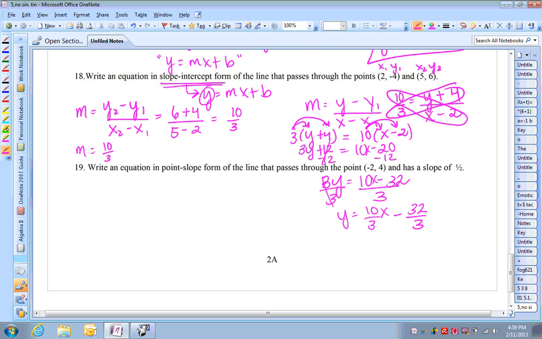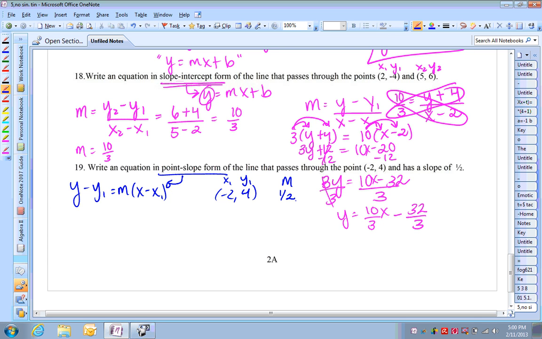All right, last problem. They want us to write an equation in point-slope form. When we pause, you have to remember what point-slope form is. Y minus y1 equals m times x minus x1. And it has to pass through the point (-2, 4) and has a slope of 1/2. So negative 2 is my x1, and 4 is my y1. And my m value, my slope, is 1/2.